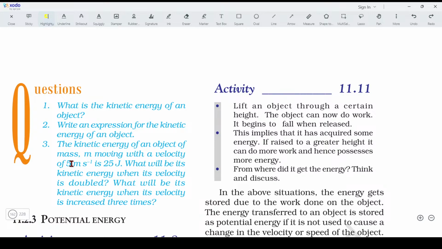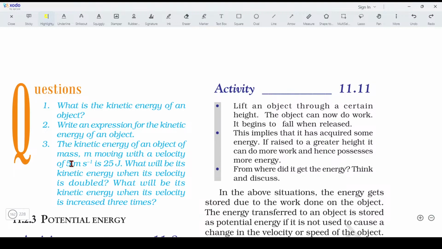After doing the calculation, what did you do? Half into m into 5 into 5, half into m into 25 equals 25, right? So 25 and 25 will get cancelled and m equals 2. 2 what? What are the units? Not joules, kg. 2 kgs, very good.